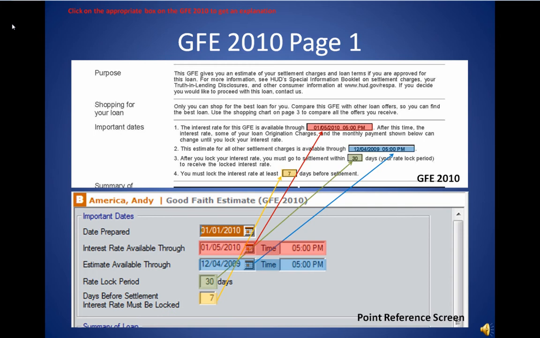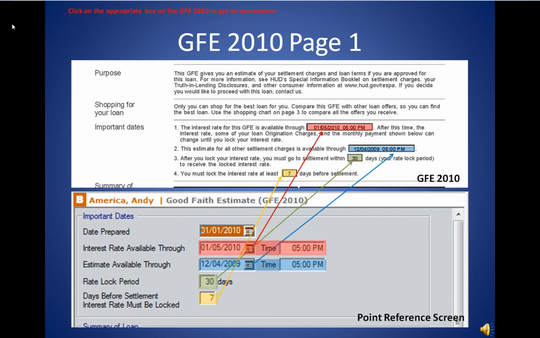Then the last one is number 4. It says you must lock the interest rate for at least so many days before settlement. Well, on a purchase you might have a couple days, you could do 7. But what you need to count into here is to make sure that you give yourself enough time, A, to get to closing.